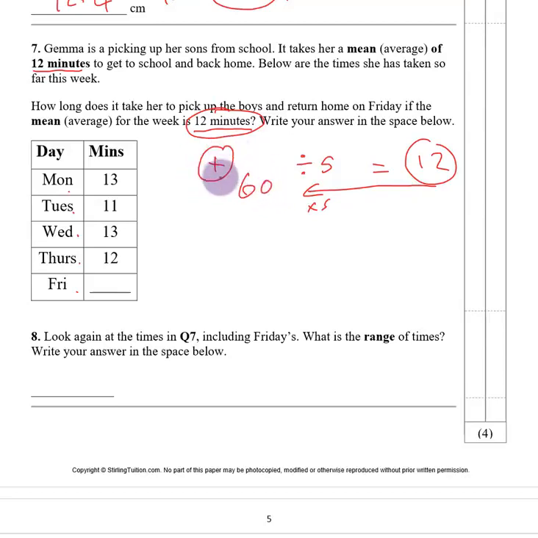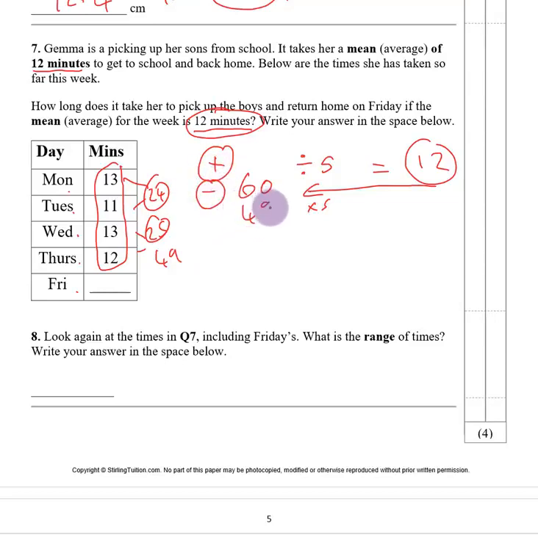Now I need to do the opposite to adding, I need to take away. But what do I need to take away? I basically need to take away all of these from the 60. And then that'll leave us with the missing one. So we'll add together what we've got. So the 13 added to 11 is 24. The 13 added to the 12 is 25. If I add those two together, it gives me 49. And I need to subtract that because I added them all together. I need to do the opposite.